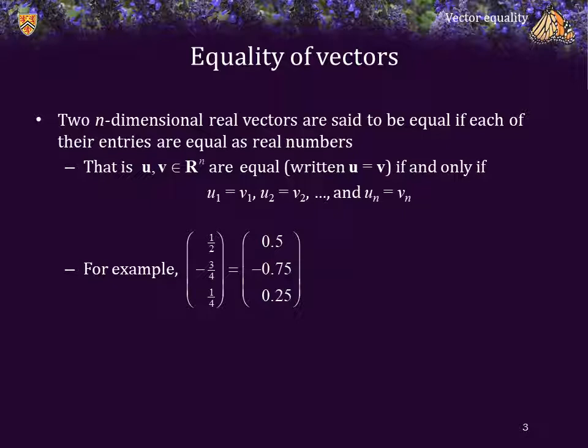So, for example, here are two three-dimensional vectors, and even though one is written as rational numbers and the other as floating point numbers, these two vectors are equal because each of the three entries are equal.